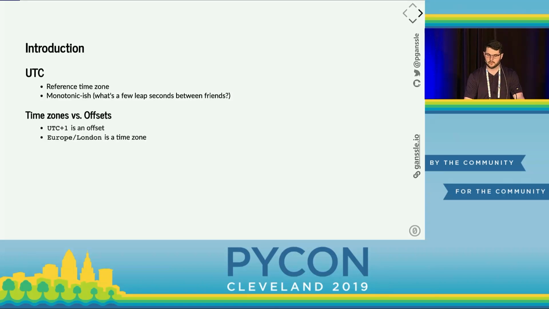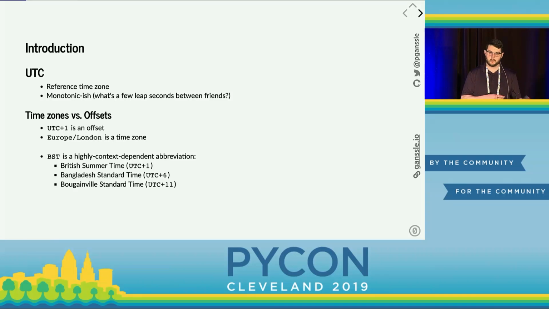I think it's also important for you to understand the difference between time zones and offsets. So UTC plus 1 is an offset. That's the offset that applies now in London. Europe-London is a time zone. A time zone is a set of rules for what time zone offset and other time zone information applies as a function of the time.